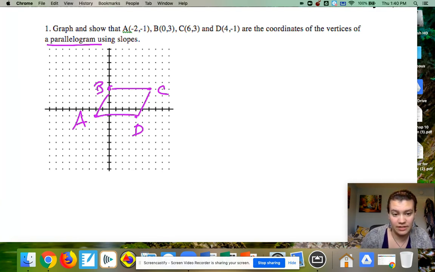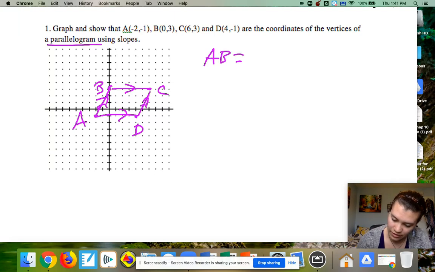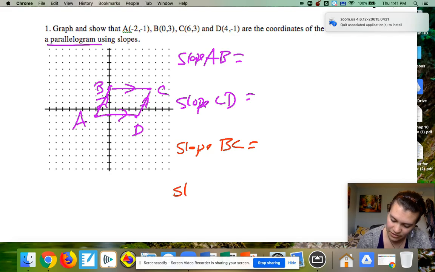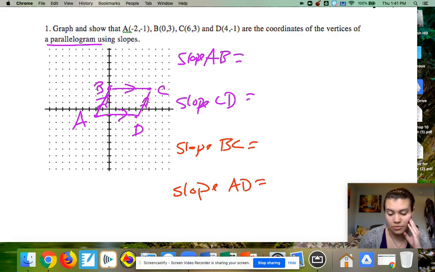And then we need to find slopes to prove that our opposite sides are parallel. So we want these to be parallel and then these to be parallel. So you want the slope of AB and the slope of CD to be the same, and then the slope of BC to be the same as the slope of AD. So you want to calculate these and figure out what their slopes are.